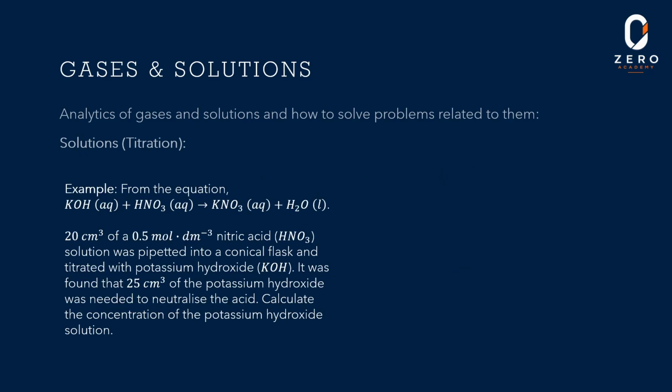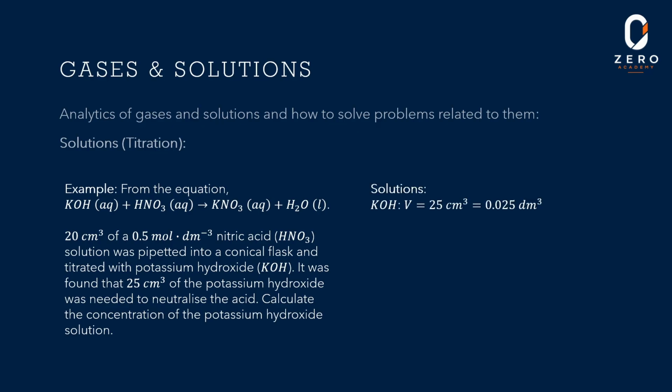Now let's take a look at the following example. From the equation that you can see on my screen, we have 20 cm³ of a 0.5 moles per dm³ nitric acid solution that was pipetted into a conical flask and titrated with potassium hydroxide. It was found that 25 cm³ of potassium hydroxide was needed to neutralize the acid. Calculate the concentration of the potassium hydroxide solution. Let's take a look at how we solve this one.